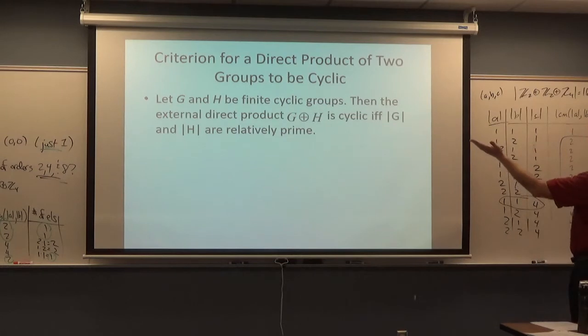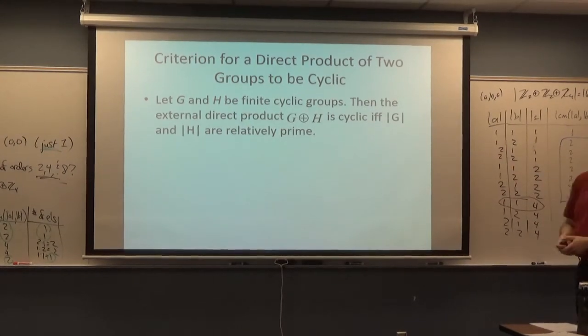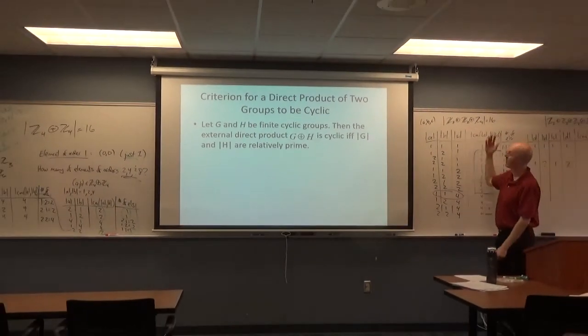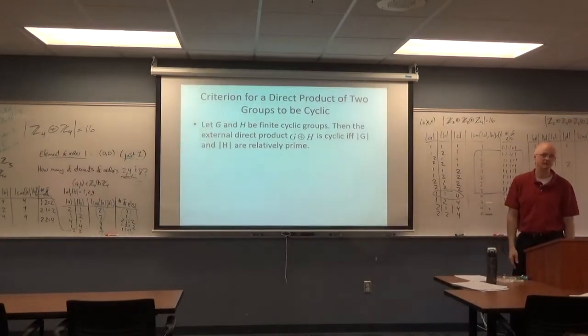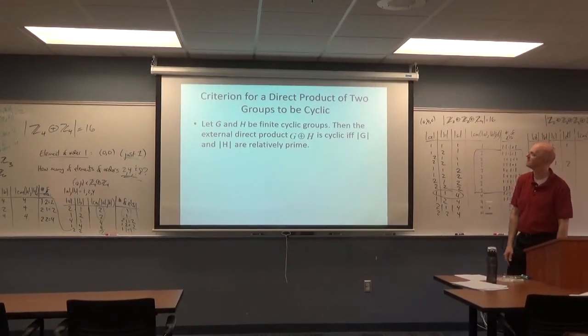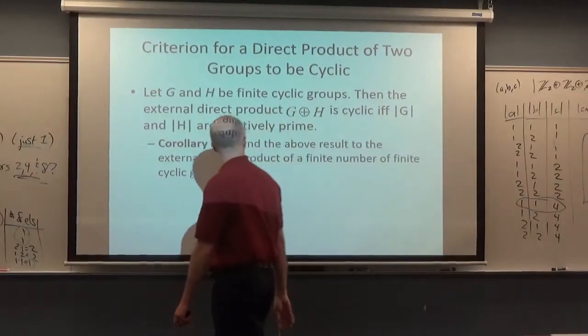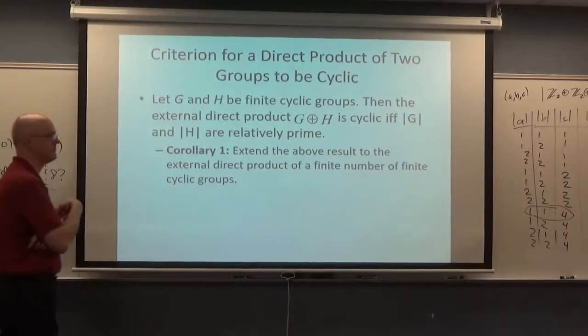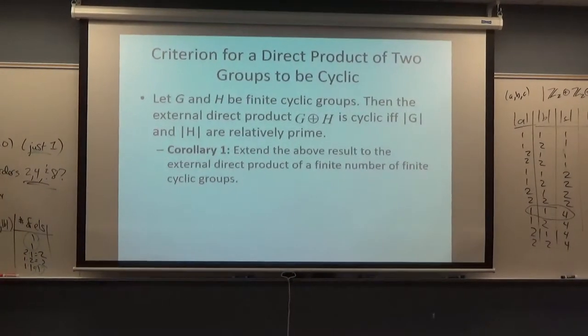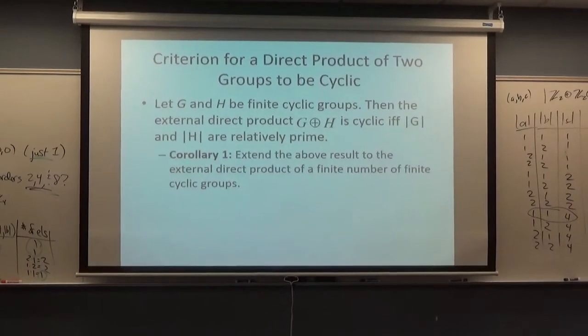In each of these cases, the factors are cyclic, but the external direct products are not cyclic. The orders of these things are not relatively prime. 2 and 4 are not relatively prime. 2 and 8 are not relatively prime. And you can extend this to a finite number of finite cyclic groups. You have finitely many, like we have here in our examples.